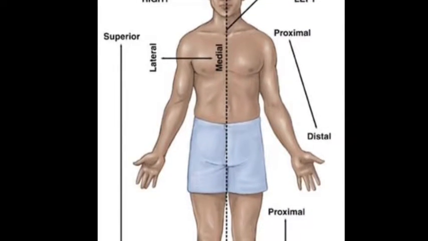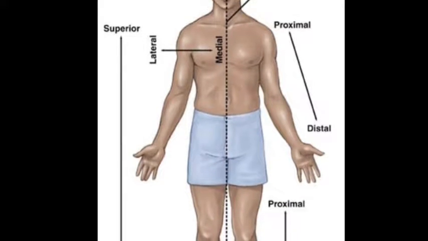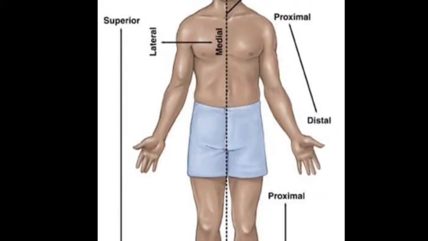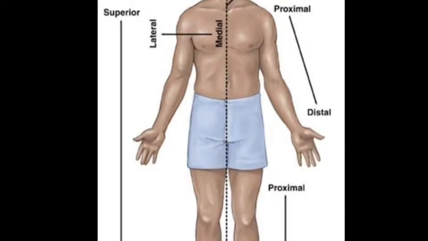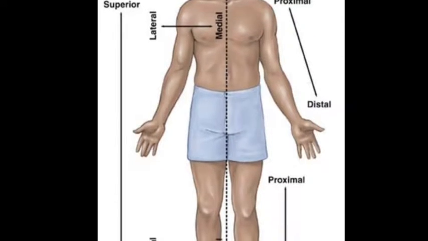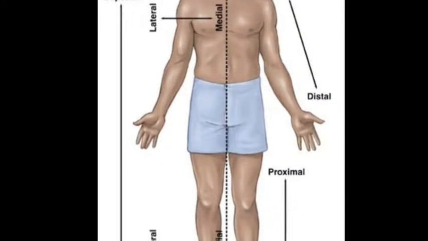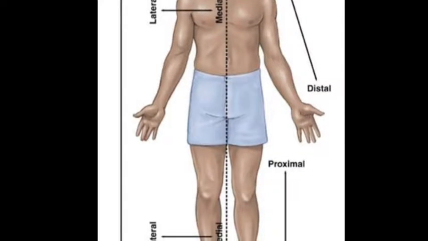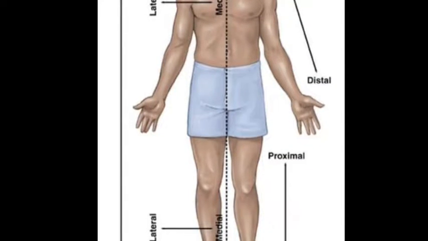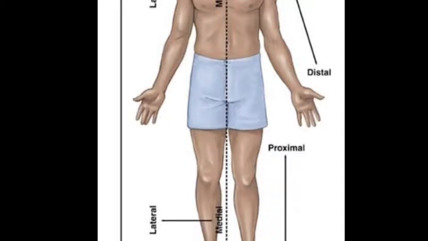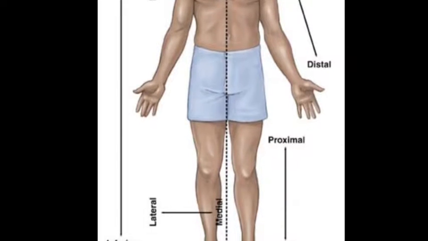The superficial is toward or on the surface of the body, like the ribs are superficial to the lungs. And finally, the deep is the contrary to superficial, that is away from the surface of the body. In this case, ribs are deep to the skin.